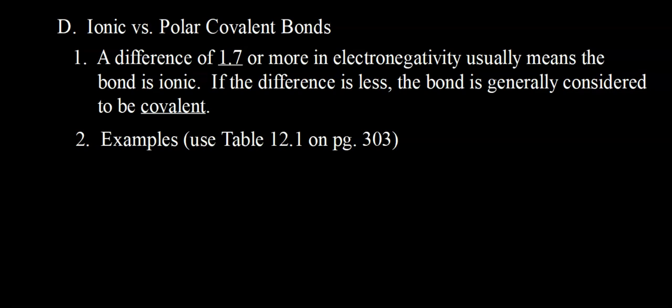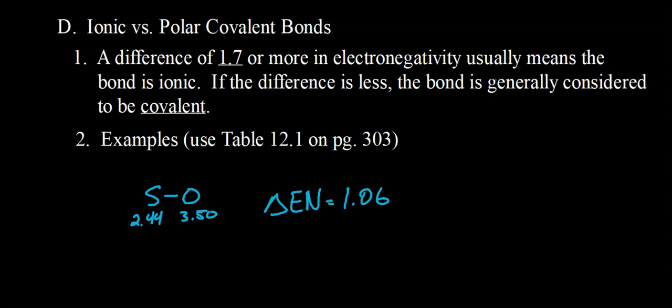Now, if you're ever unsure if it's a polar or nonpolar covalent bond, there's a table of electronegativities on page 303, and we can see if the bond is polar covalent versus nonpolar covalent. Let's take a look at an example. Between sulfur and oxygen. Sulfur has an electronegativity of 2.44, and oxygen has an electronegativity of 3.50. Pause the video. What is the difference in electronegativity? Difference in electronegativity of 1.06. So this must mean that the bond between sulfur and oxygen is polar.